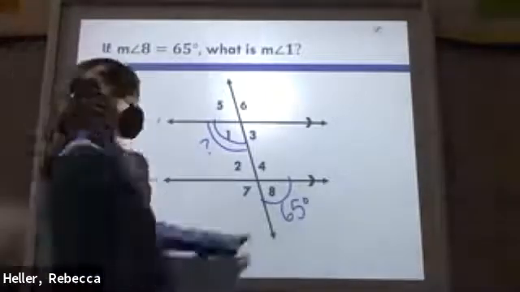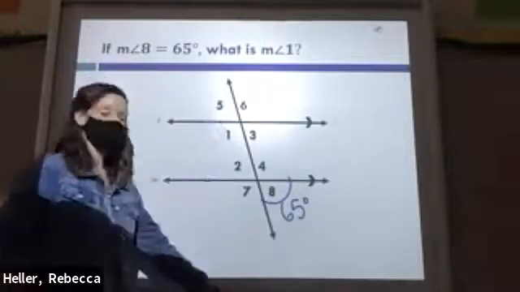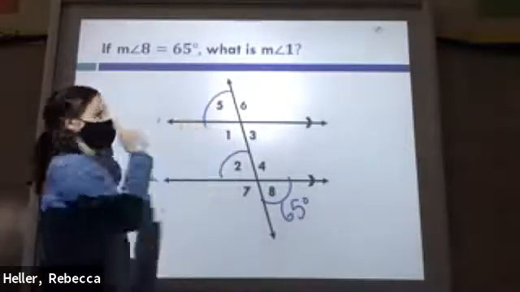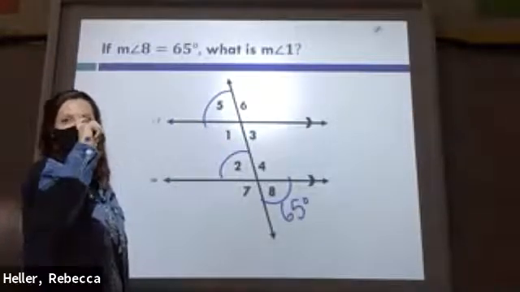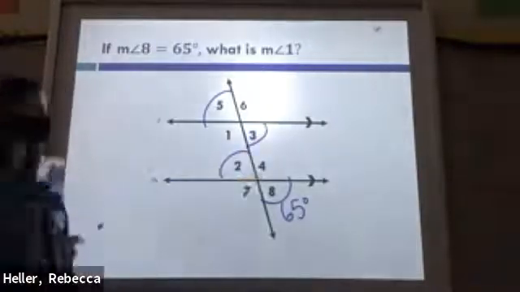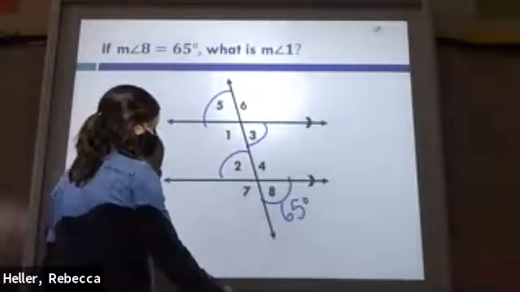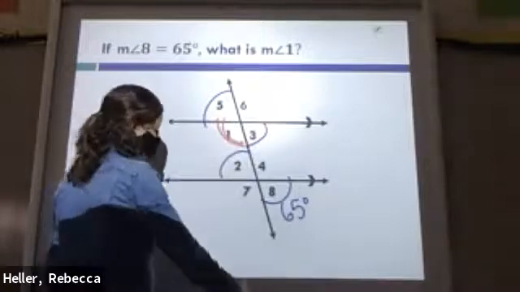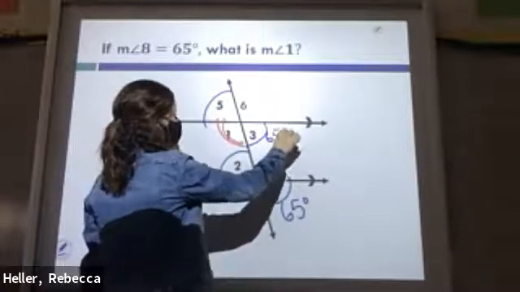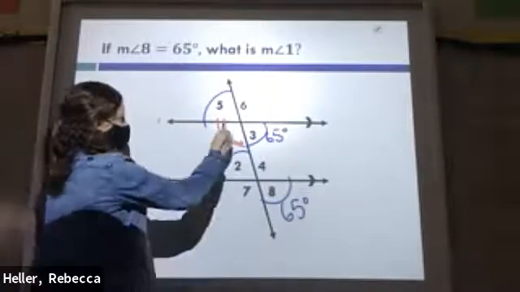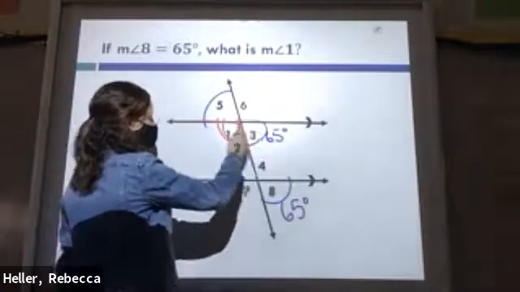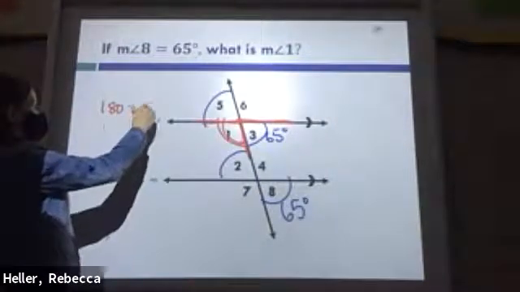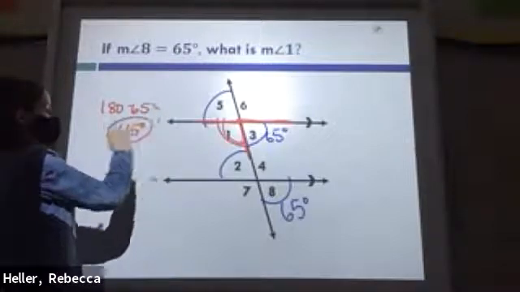So if this one's 65, which other ones are also 65? Molly, go ahead. 2 and 5 and one more. 3. So those are all 65. So if we're trying to find this one right here, if we know 5 or 3 are 65, we use 3. We know this is 65, and we know together angle 1 and angle 3 are going to make that straight 180 degree line. So 180 minus 65, which is 115 degrees. Okay.